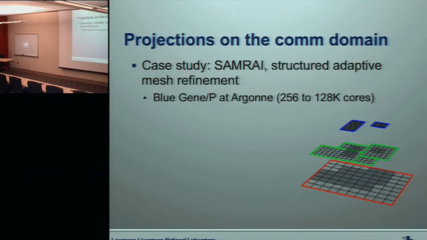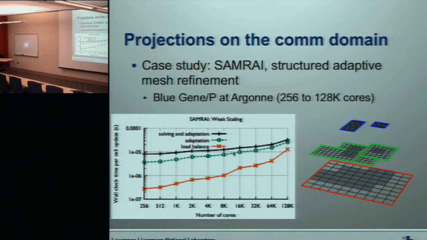What we were seeing in SAMRAI is this plot of the time spent by the simulations. We scaled up to 128,000 cores on BlueGene P. The total of the solving and adaptation was going up linearly. Each of these lines is included in the one before it: solving and adaptation includes adaptation, and adaptation includes load balance. We saw that the load balance phase was taking up the most time here. It wasn't scaling very well as we got closer and closer to 128,000 cores.